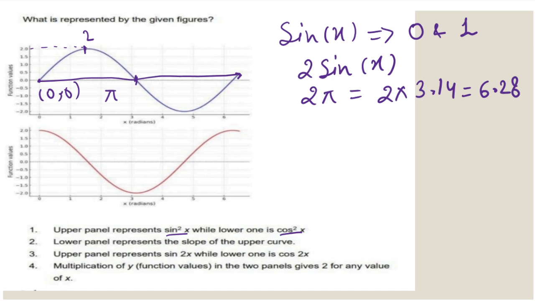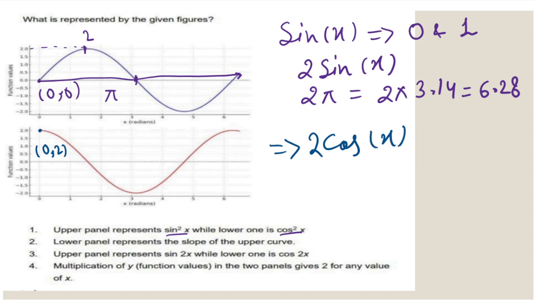In the second graph, as you can see, the red line starts from 0, 2, correct. That means on the x axis it is 0, but on the y axis it is 2, right. And it completed a cycle, same as 2 pi, starting from here and ending here, so that means a complete cycle, and this one represents 2 cos x. Okay, so now let's see the options.